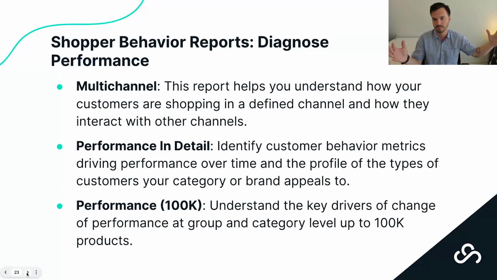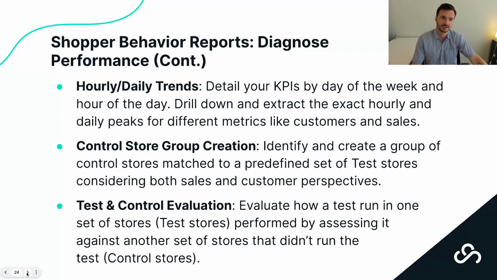This is like a broader report. It essentially contains this report within it, just like you could with a lot of the others in DSS as well. Performance 100K is designed to help you understand the key drivers of change of performance at group and category level up to 100,000 products. So again, it's kind of like an amalgamation of some of the others.